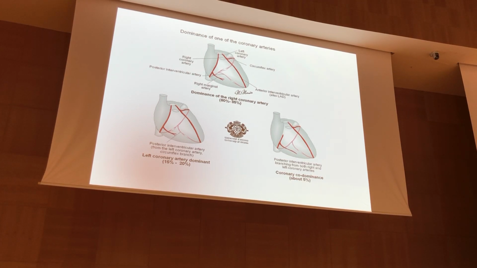If PIA is coming from the left and you have blockage of the left, you will have complete blockage, no blood supply going to the interventricular septum. While if PIA is coming from the right, like 80 to 85% of us, then if LAD is blocked, you will have blood supply going to the septum. It's not complete blockage. Clear?